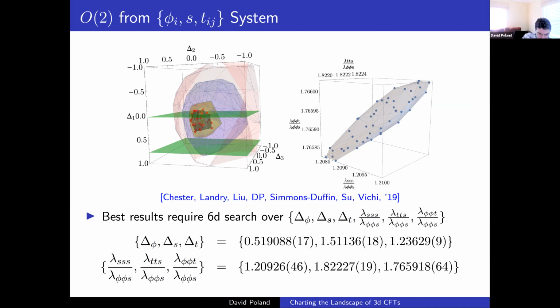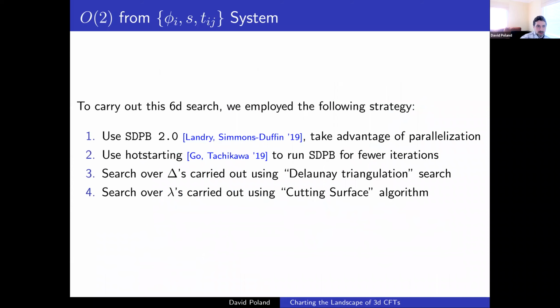So we've spent some effort to develop techniques to do that efficiently. And just to give you some sense, in order to really search through the 6-dimensional parameter space, we use a few ingredients. We use this latest version of SDPB, which is more parallelizable. So we run this on a computing cluster.